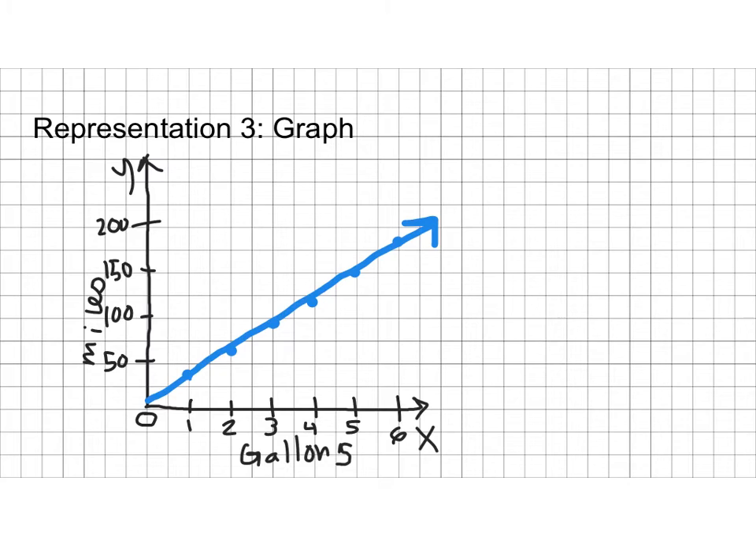And then we must give it a title. I'm going to call it gas mileage. Take a moment to double check your graph. Make sure your scale looks good. Make sure your points are neatly graphed. And then we'll move on to representation 4, which is the new one.